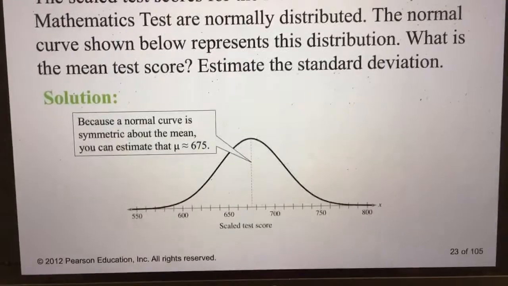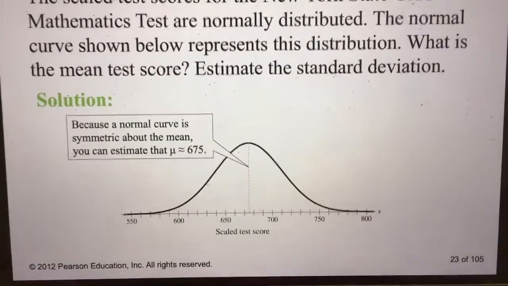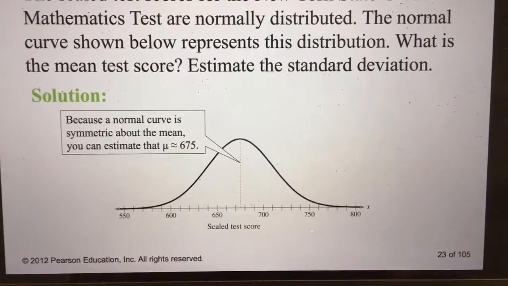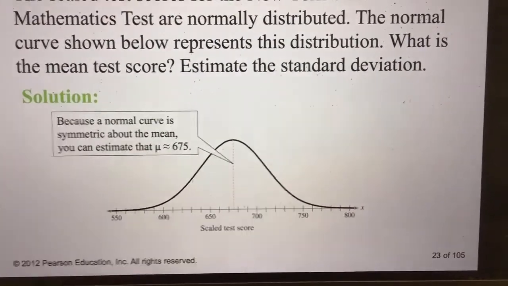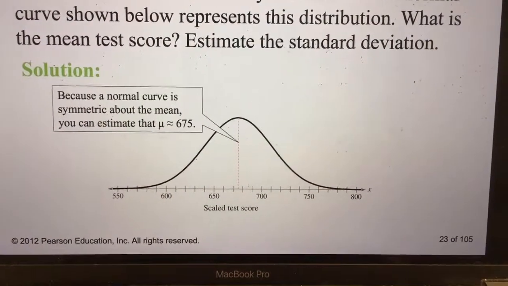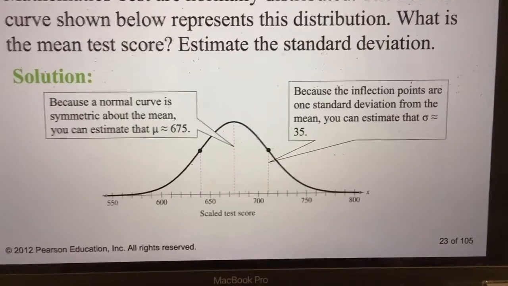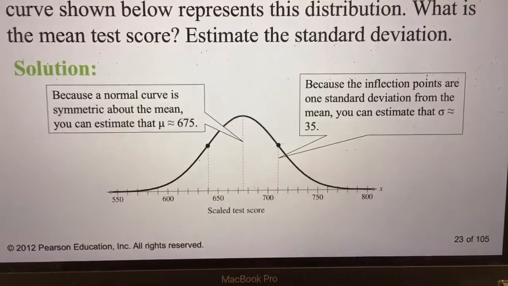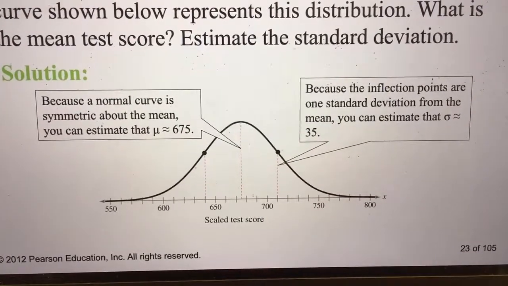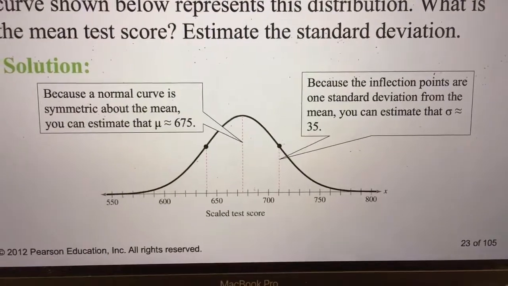And we're supposed to estimate the standard deviation. When you're just looking at it from the graph, we could estimate the standard deviation by estimating where that inflection point is. They're showing you where they're thinking the inflection point is, because the inflection points are one standard deviation from the mean. You can estimate that the standard deviation is about 35.